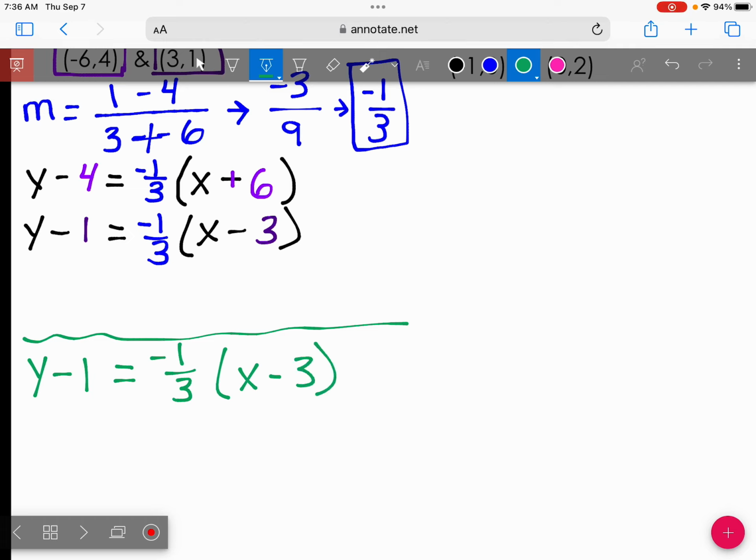How can I simplify this so that there's no parentheses and my y is by itself? I want to get this into slope-intercept form. We will need to plus the 1, but I can't really add things into the parentheses on the right. So how can I get rid of those parentheses on the right?